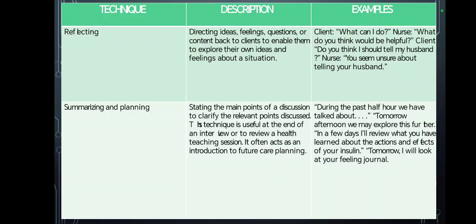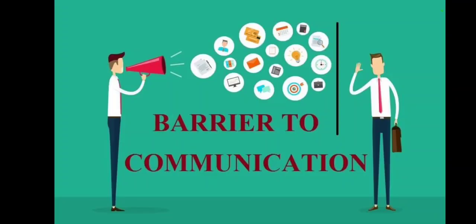Okay. So next, summarizing and planning. So stating the main points of a discussion to clarify the relevant points discussed. So this technique is usually done when the relationship of the nurse and patient is closing, or in the terminal phase, when the patient is ready to be independent. Okay? So now let's talk about the different barriers to communication.